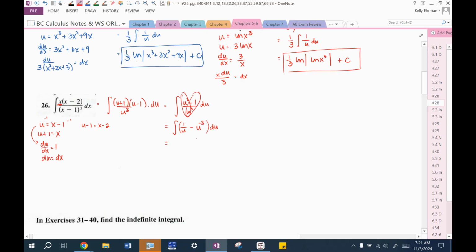du. Now the integral of 1 over u is natural log of the absolute value of u, which was x minus 1, minus add 1 to this exponent, you get u to the negative 2 divided by that new exponent. Okay, and then I want to clean that up a bit more. So natural log of x minus 1 minus negative will be plus. Let's bring this negative exponent down to the bottom. So there's a 2 down there, and u was x minus 1, and then plus c.